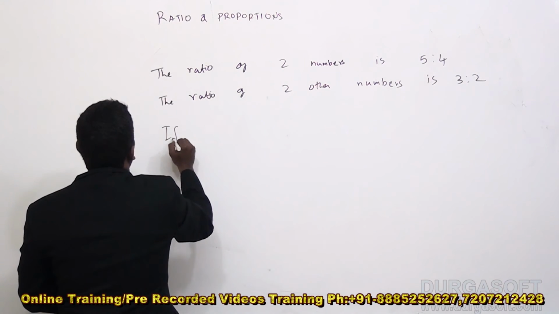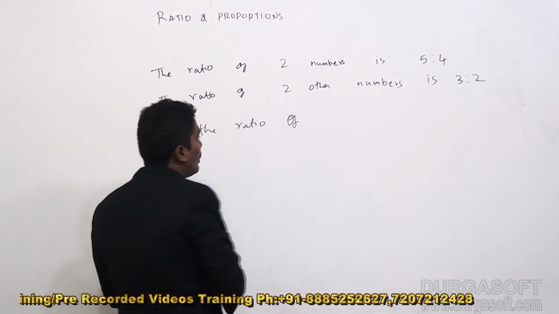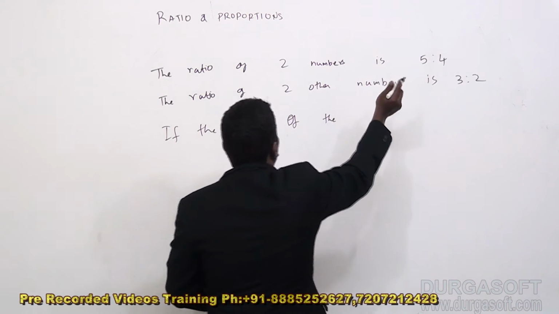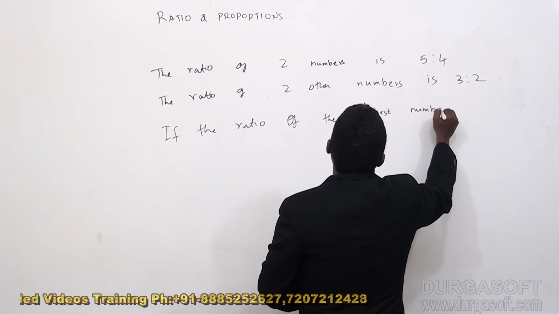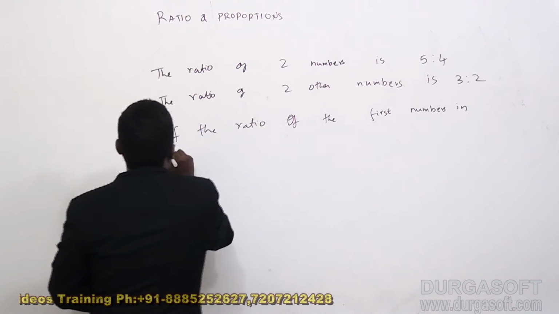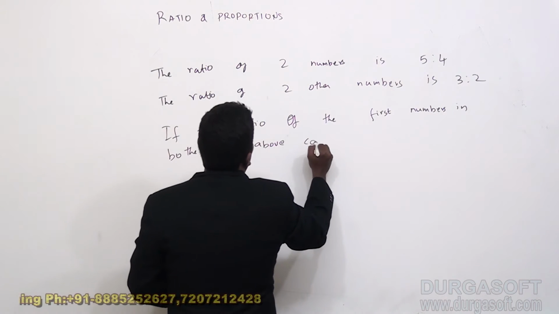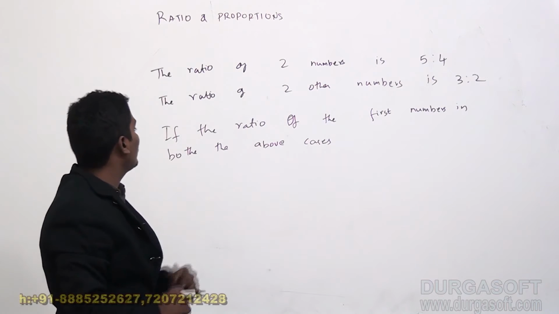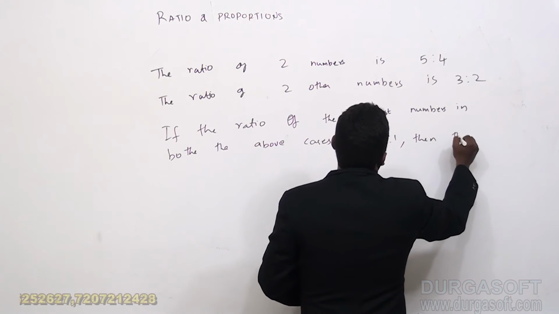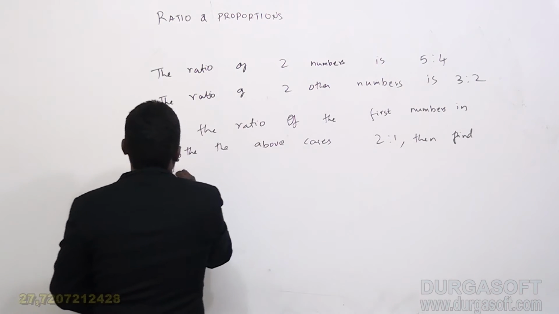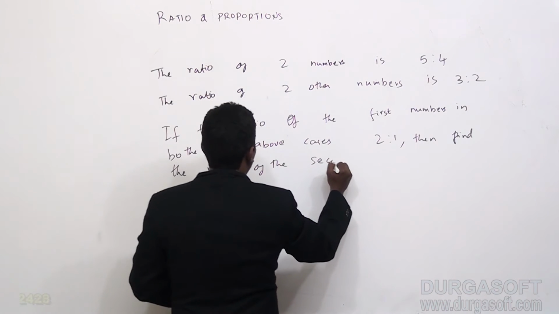If the ratio of the first numbers in both the above cases is 2:1, then find the ratio of the second numbers.